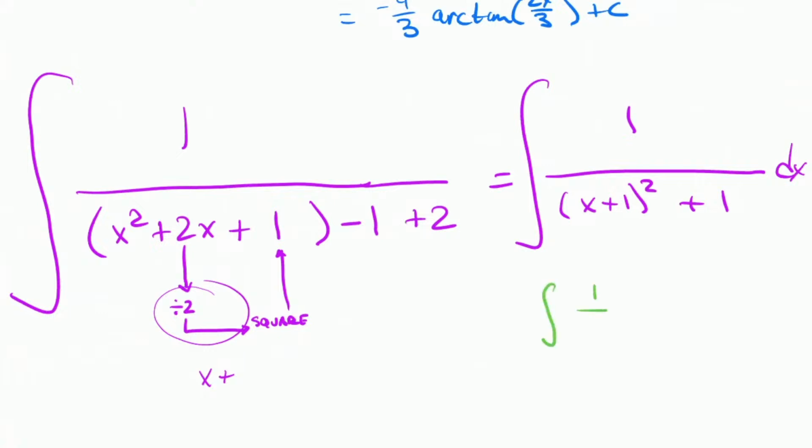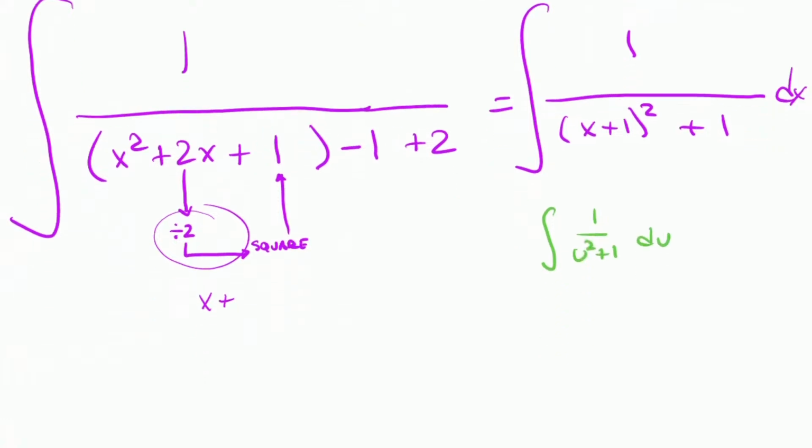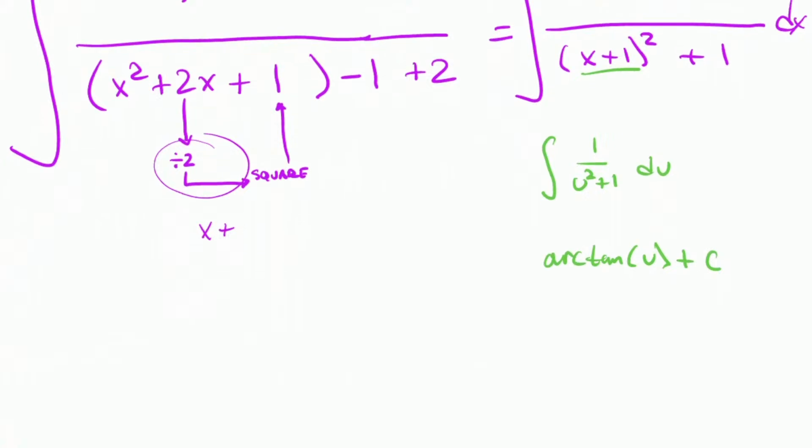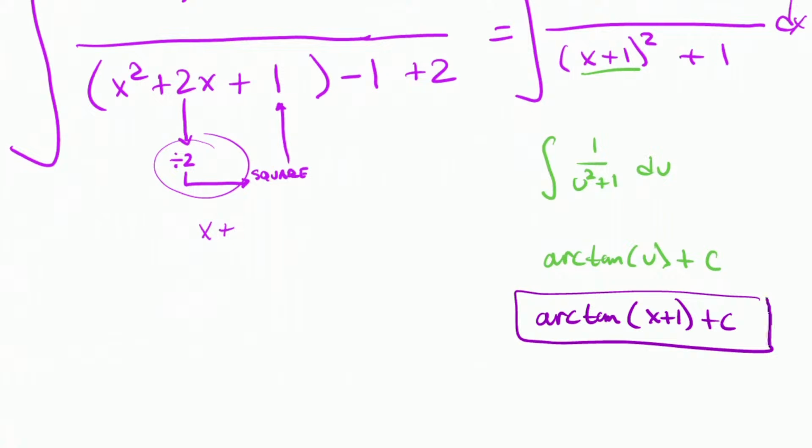I don't think so. The integral of 1 over u squared plus 1 du is going to be arctan, which if we put the x plus 1 back in, you end up with arctan of x plus 1. Wow.